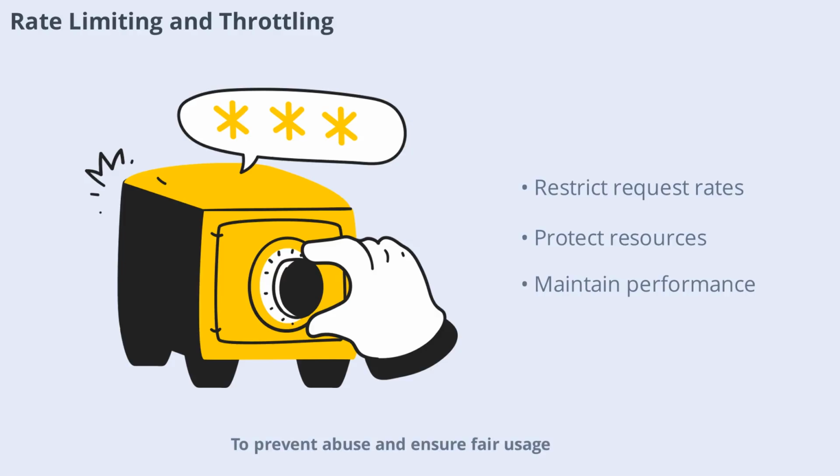Prevent abuse and ensure fair usage. Implement rate limiting and throttling in your API. This means restricting the number of requests a user can make within a certain time frame. Rate limiting protects your resources and maintains performance for all users. Most frameworks and cloud platforms offer built-in support for these features, making them easy to implement.